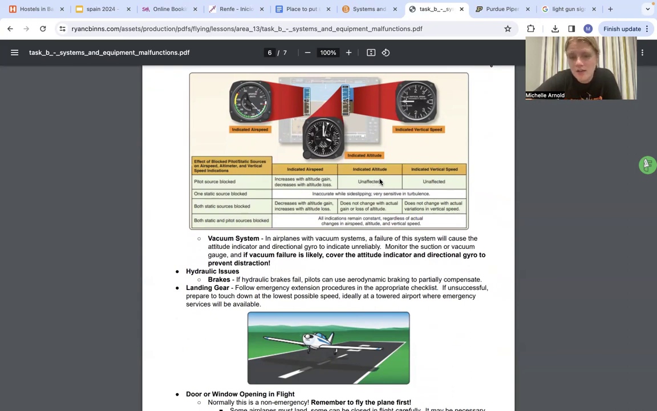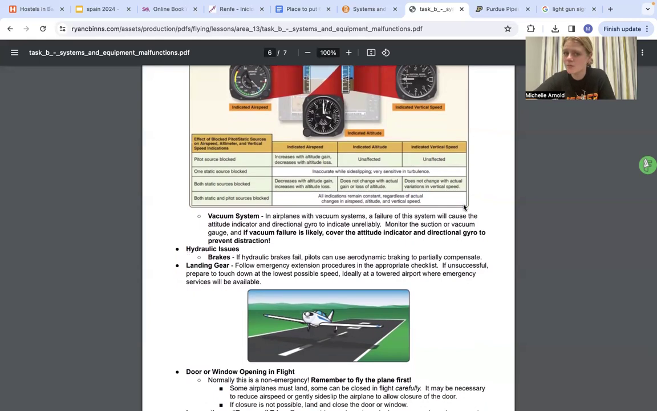Your altitude will be unaffected and your vertical speed will be unaffected. If both static sources are blocked, your indicated airspeed decreases with altitude gain and increases with altitude loss. The altitude does not change with altitude gain or loss of altitude, and the vertical speed does not change with actual variations in vertical speed. So pretty much your instruments will be all wonky, and if this happens, it's a good idea to cover your attitude indicator or your directional gyros to prevent distractions, because you don't want to be looking at them when they are not correct.